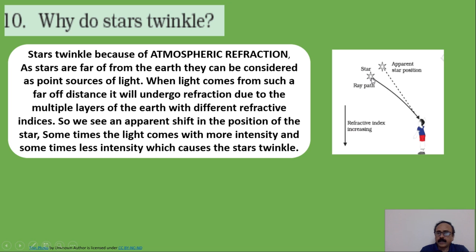In this figure, it is shown how the original light bends and where the person can see the position of the star. It appears as if it is shifted. So this is called the apparent position of the star, and this is the original position of the star. And the refractive index is continuously increasing for the different layers of Earth's atmosphere.